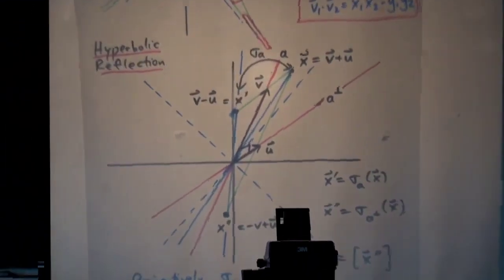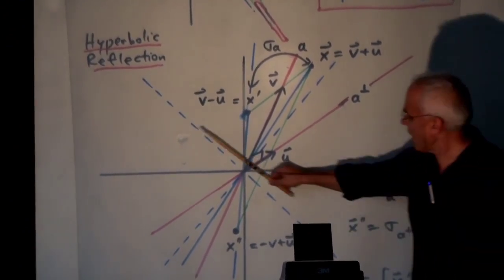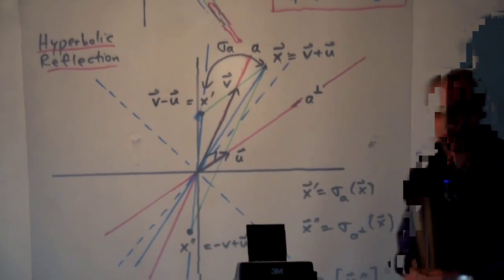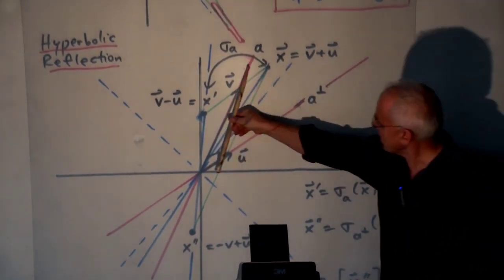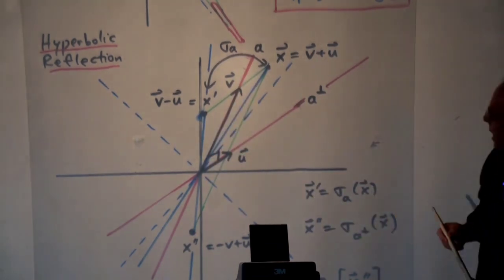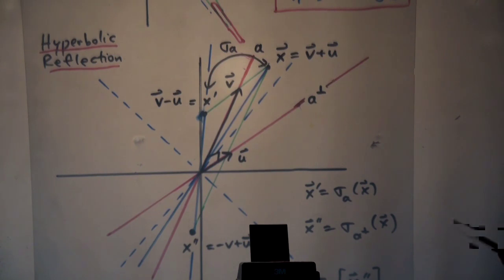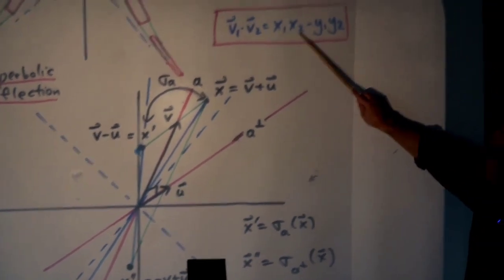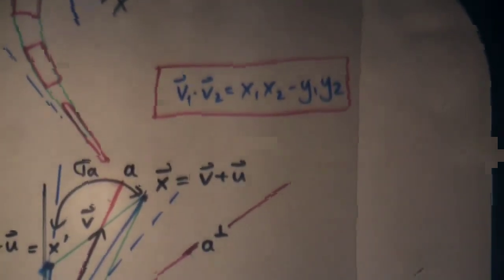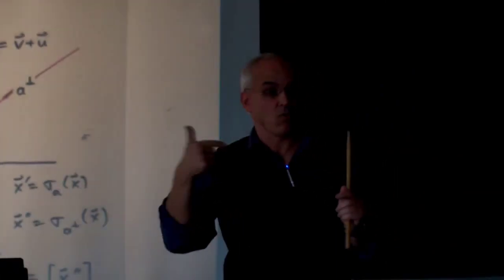So here again, staying in the two-dimensional picture, I've shown you the null lines, these dotted lines, they're the ones that have quadratic form 0. And I've shown you a vector A, or a line A, and its perpendicular line A perp. So the perpendicularity is determined by this dot product. The dot product x1 x2 minus y1 y2 shows that the vector (x, y) is perpendicular to the vector (y, x).